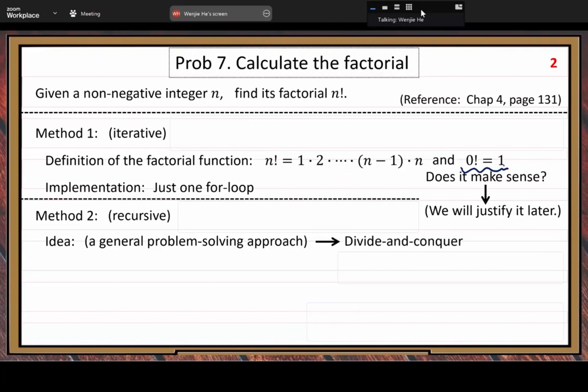Divide and conquer. So here we need to apply this divide and conquer approach. Another very powerful methodology in problem solving. Actually, the title of our module 4 is divide and conquer. After we finish this module on recursive algorithms, we will learn the divide and conquer approach in module 4.